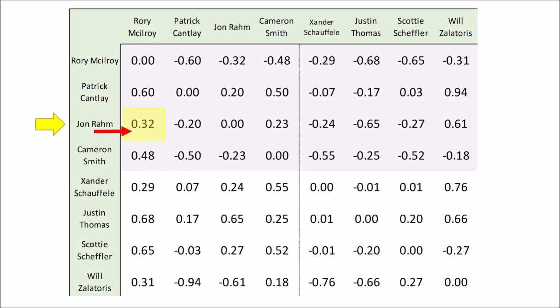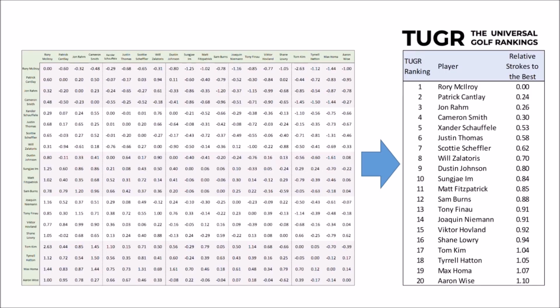Jon Rahm shot 0.32 strokes worse per round than Rory over the previous 12 months when the two met in head-to-head competitions, while Justin Thomas shot 0.25 strokes worse than Cam Smith over the same time period. Armed with all these interconnected relationships, a powerful optimizer algorithm can solve to the most mathematically accurate rank order possible of the best players in the world, making it the most transparent ranking system that exists.